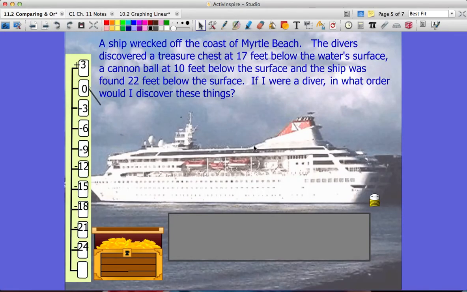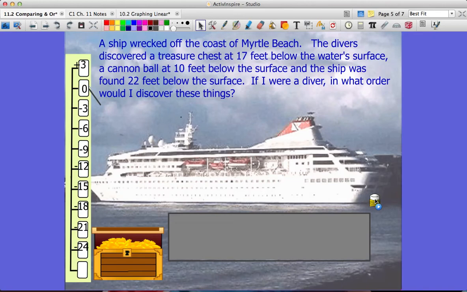Okay, so I want you to go ahead and try this one on your own. It's a little bit more difficult because it is a word problem. A ship wrecked off the coast of Myrtle Beach. The divers discovered a treasure chest at 17 feet below the water's surface, a cannonball at 10 feet below the water's surface, and the ship was found 22 feet below the surface. If I were a diver, in what order would I discover these things? So you're trying to figure out what would I have found first, second, and third. Pause, try this on your own, and when you come back, we'll go over the answers.